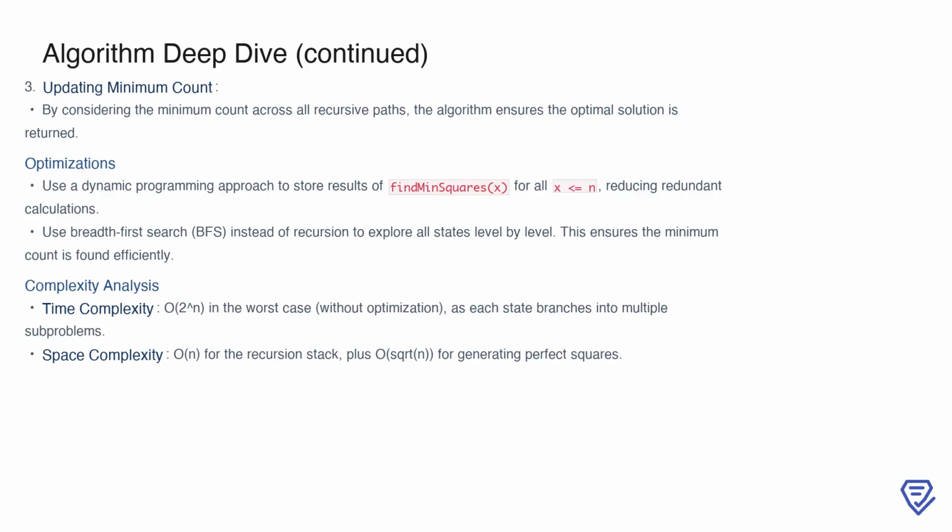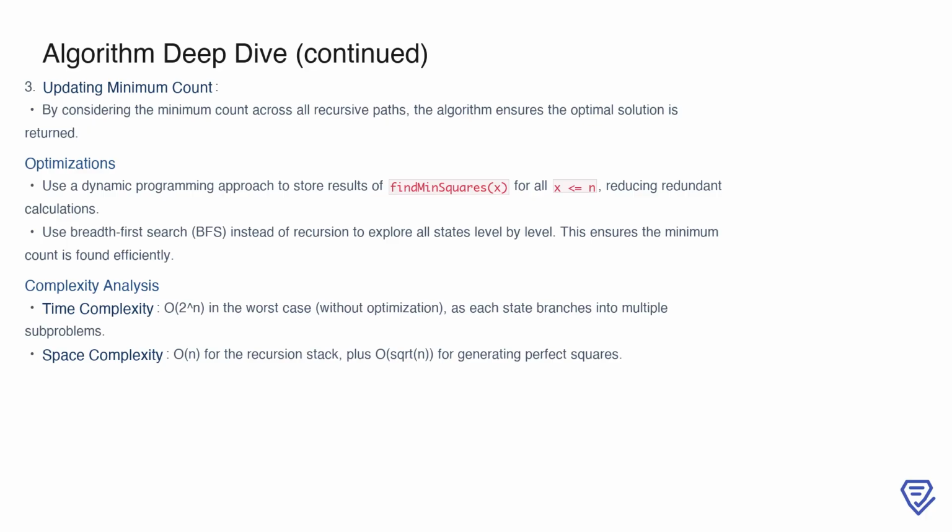Another alternative is to use breadth-first search, or BFS. Unlike recursion, BFS explores all states level by level, ensuring that the first solution found is the one with the minimum count. This is particularly advantageous because it avoids the overhead of maintaining a recursive stack.